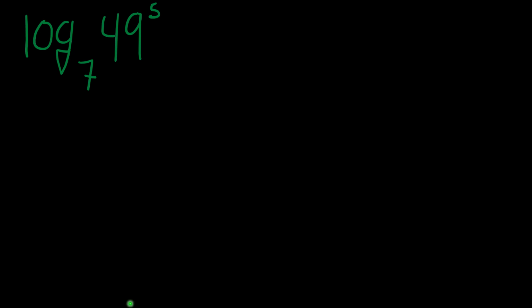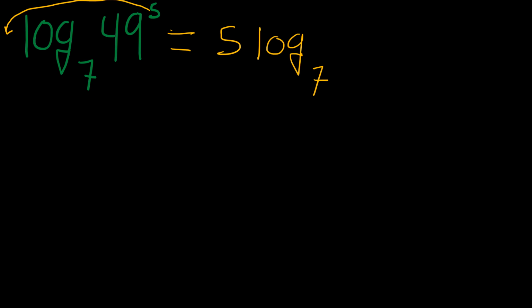Alrighty, in this equation we have log base 7 of 49 to the 5th power. Pause, take a break, see if you can figure this one out. Alrighty, in case you guessed it, we're going to start off by using the power rule. We're going to move this 5 all the way to the front. And so we can rewrite this equation as 5 times log base 7 of 49.